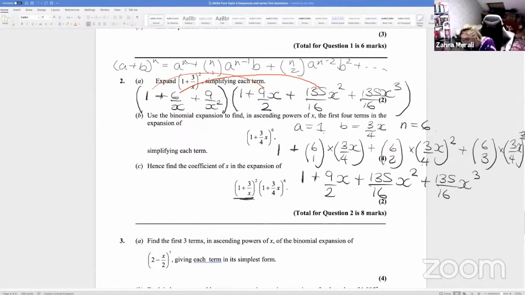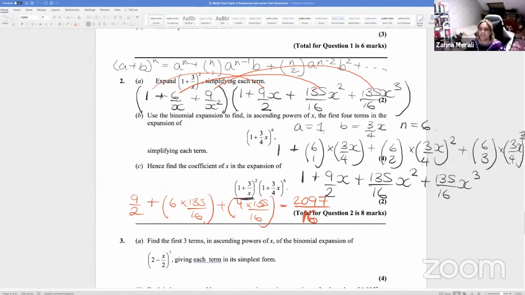And then for this one, I've got to multiply these together. So let's look at what the coefficient is. It's got 1 times 9/2. You've got 9/2 plus 6 times 135/16. So 6 lots of 135/16 and 9 lots of 135/16. You plug that all into your calculator and you get 2097/16. The numbers are not pretty, but don't let that scare you into thinking you've done it wrong. A lot of these questions, the numbers are not going to come out beautiful and nice.